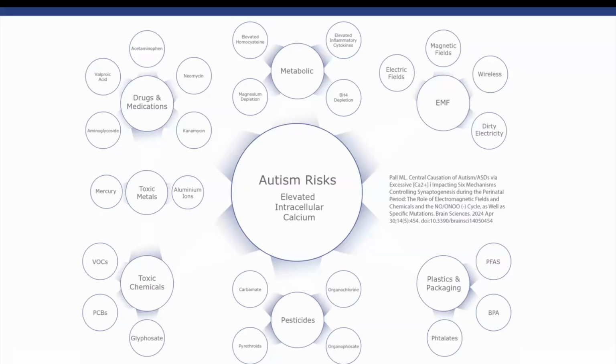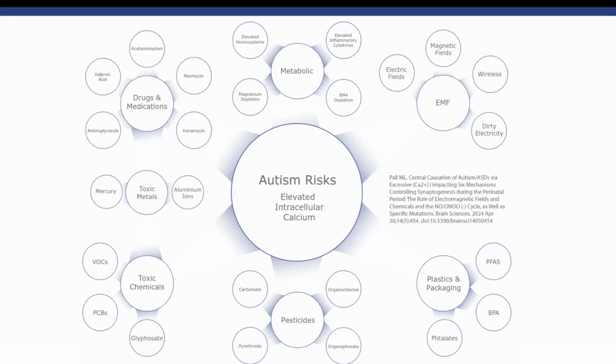This is a new slide I just did for autism risk factors. It's for a paper that came out last year by Dr. Martin Pall. And I think that's actually one of the most impressive autism papers. I've waited about 8 years for him to write the paper about autism and EMF. And he really did a nice job looking at multiple factors.